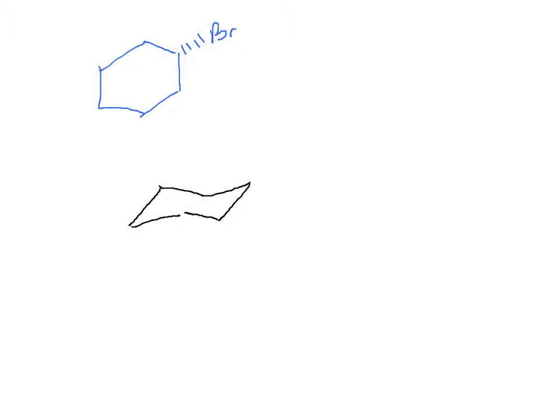So the way I like to think of it is this bromine is going back into the board. It's away from us. I feel like it's on the bottom side of the ring. So I'll draw here my equatorial, which would be on the bottom side pointing down. I'll draw the bromine in. And the axial position will be a hydrogen.